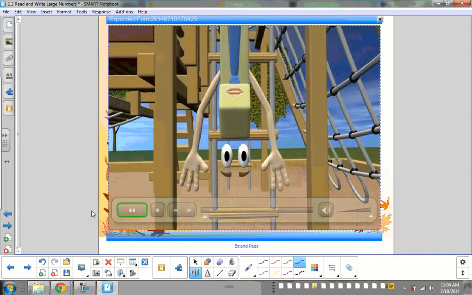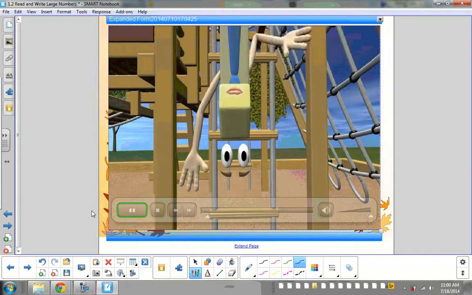What's up, everyone? How's it hanging? Today, guys, we're going to talk about expanded form. So let's go over and take a look at a few numbers to learn what expanded form is.